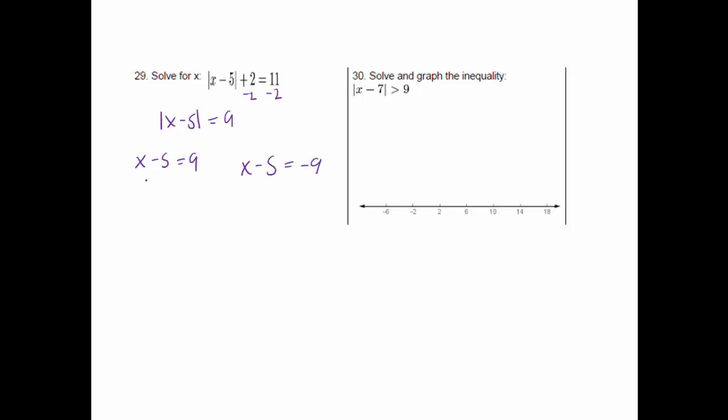And then from here, we'll just solve each of the equations. So if I add 5 to this first one, I'll get x equals 14. And if I add 5 to the second one, I'll get x equals negative 4. So those would be my two possible answers for x.